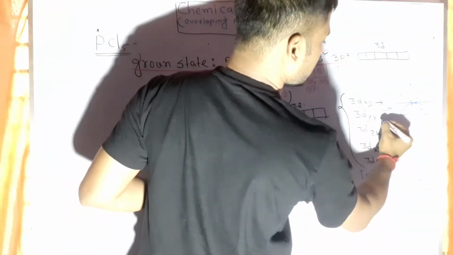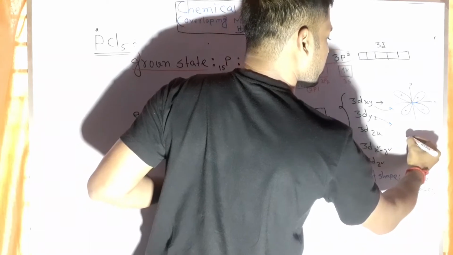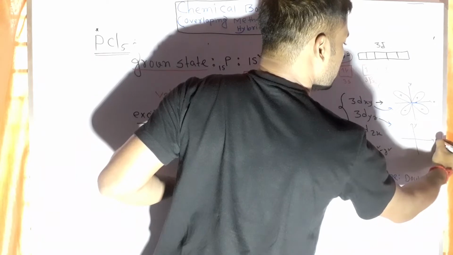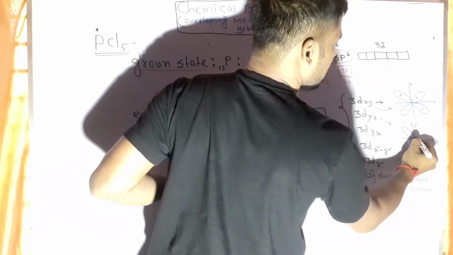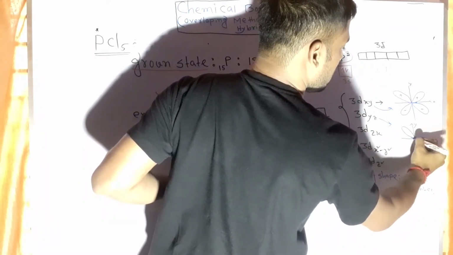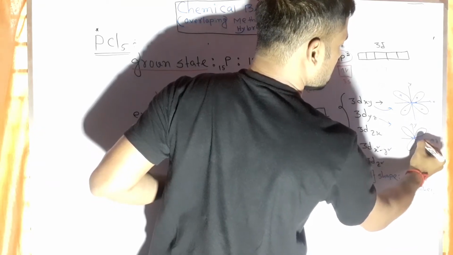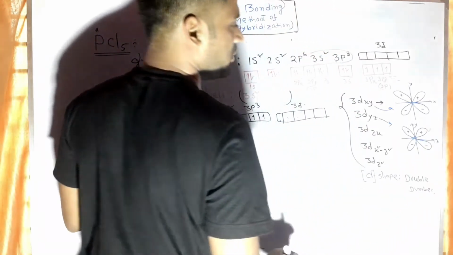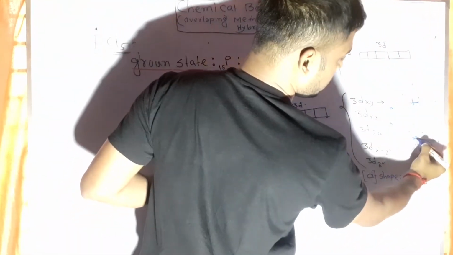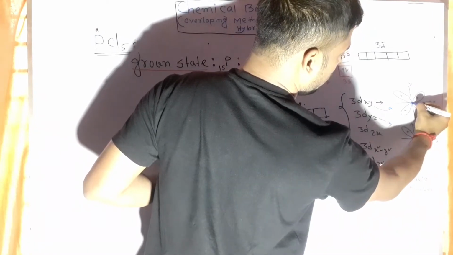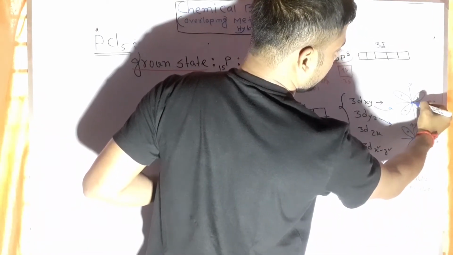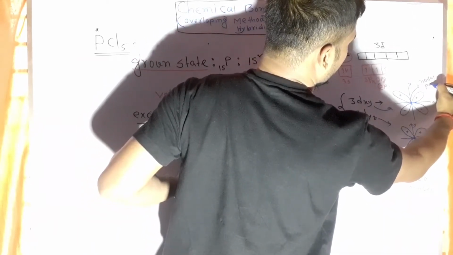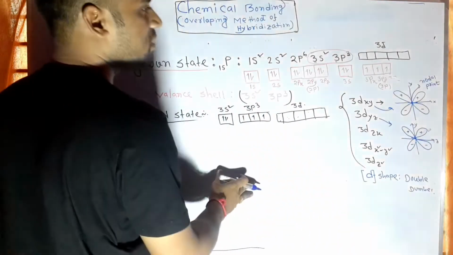Next, the structure of 3dyz, with the same procedure. This is considered y, this is considered z. What is the diagram of 3dyz? The upper surface is positive, the lower surface negative. What is this midpoint called? Four lobes meet at a point. This is called the nodal point.